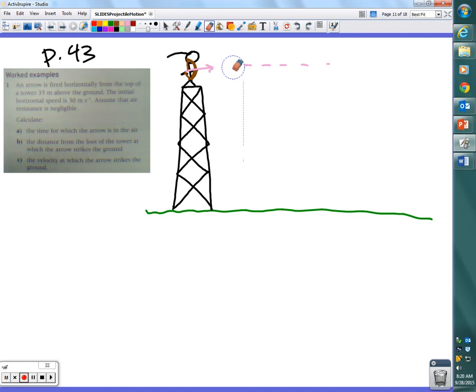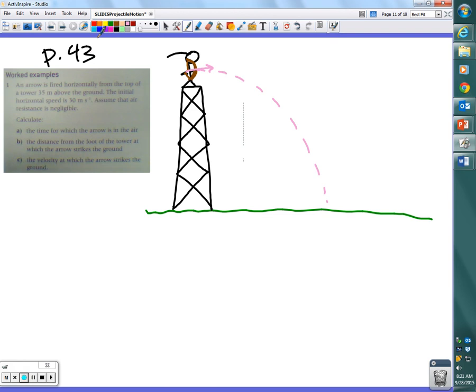So it doesn't end up following this path, it ends up following this path. And we talked about what shape that's going to make, as long as we can neglect air resistance. It's a parabola, okay? And we talked about some other parabolic relationships earlier on. This is a parabolic relationship between horizontal displacement and vertical displacement. So, are we okay with this situation right here?